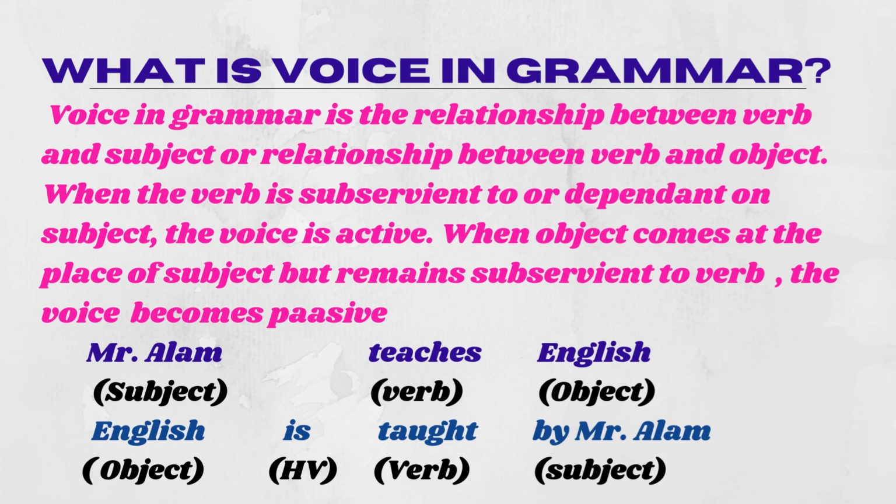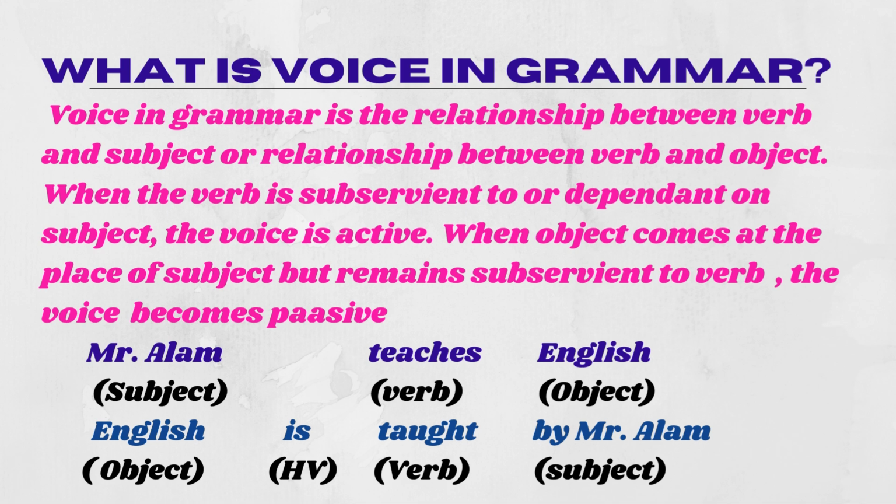Let's try to understand what voice is in grammar. Voice in grammar is the relationship between the verb and the subject, or the relationship between the verb and the object. When the verb is subservient to or dependent on the subject, the voice is active. When the object comes at the place of the subject but remains subservient to the verb, the voice becomes passive.